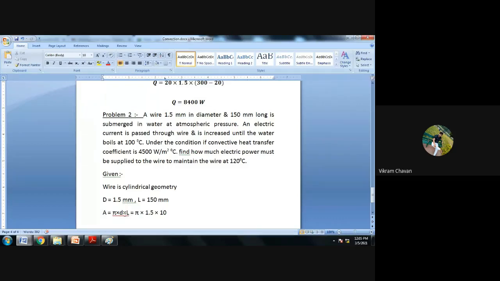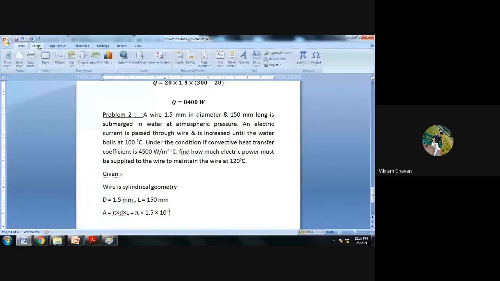So area is equal to pi multiplied by 1.5 into 10 raised to minus 3, converted into meters, multiplied by the length, which is 0.15. Because the length is 150 mm, we can convert it into 0.15 meter. Okay, so the conversion into meters has been done.